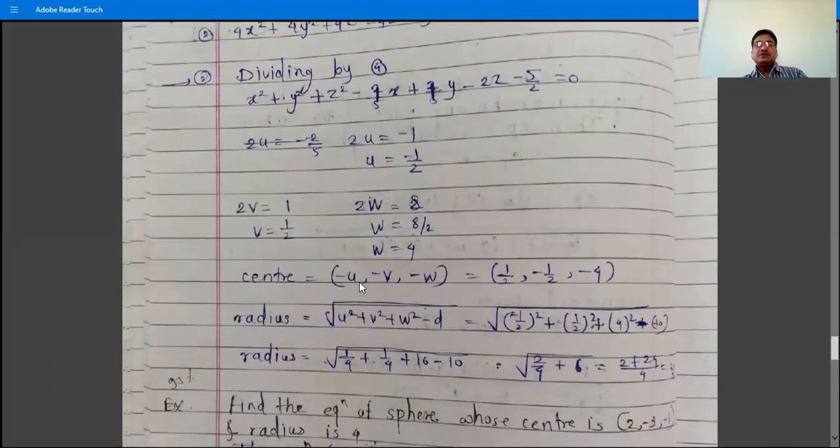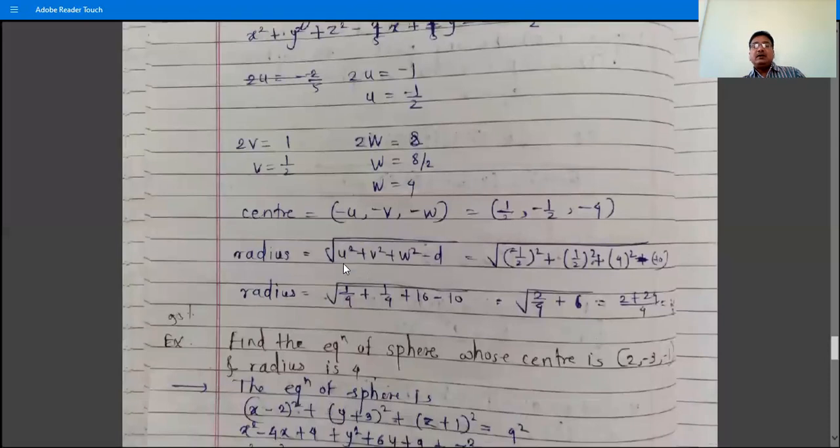And therefore the center of the sphere is what? Minus u, minus v, minus w. This is the formula. So u is minus half, so minus u becomes plus half. Then v is plus 1 half, so minus v becomes minus 1 half. And w is minus 1. Correction is here: 2w is minus 2, so w is minus 1. And so plus 1 is the third coordinate of the center, because minus w means plus 1.